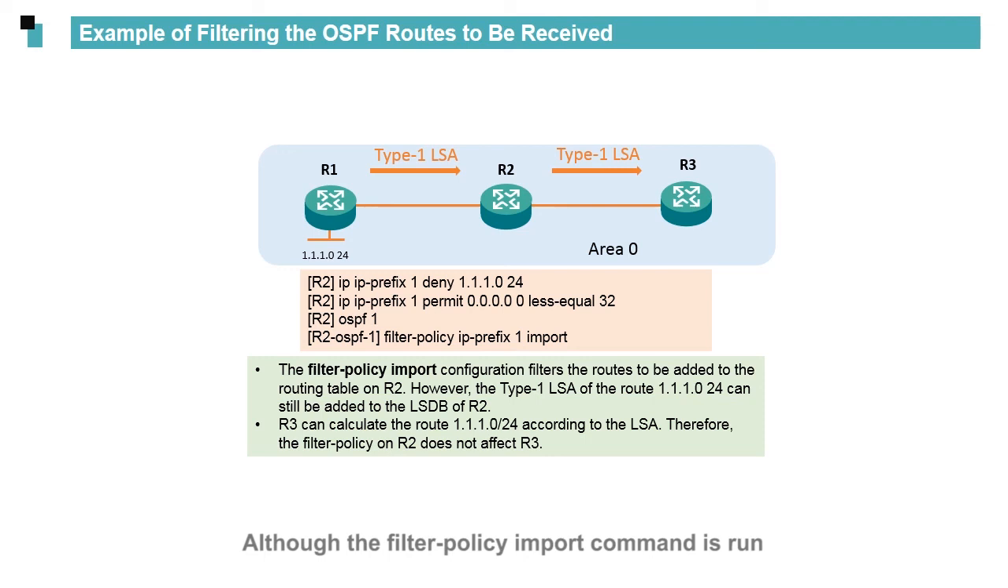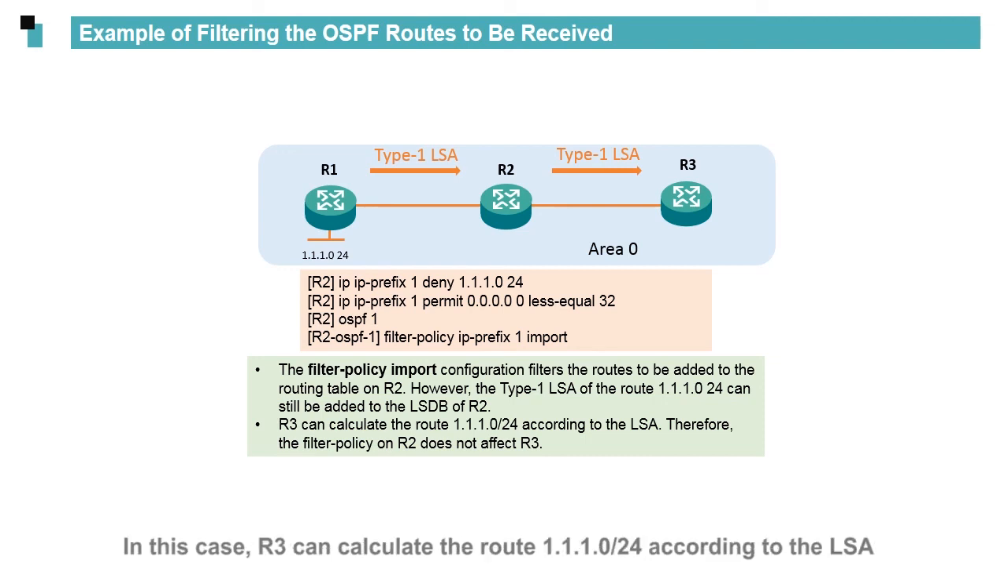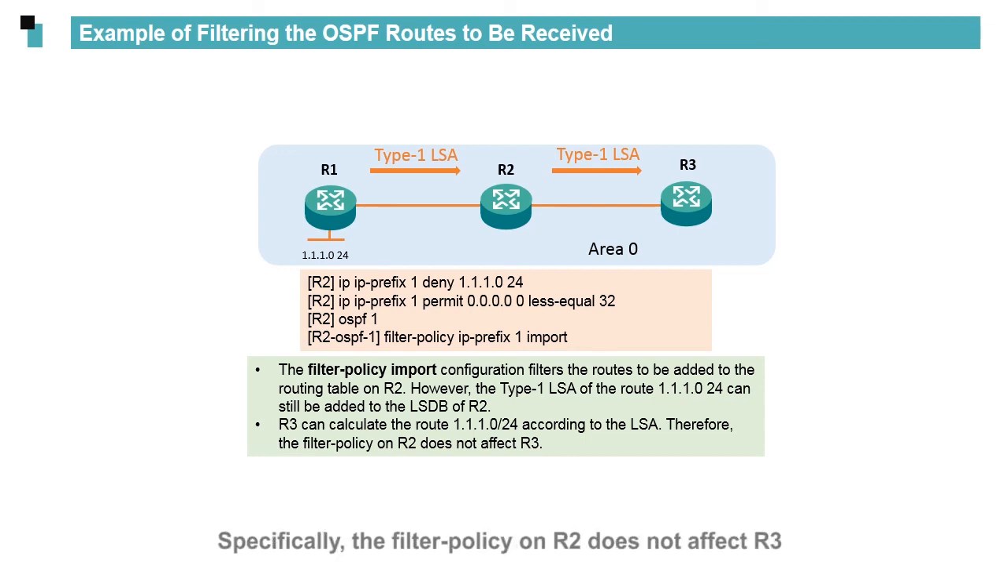Although the filter policy import command is run, the LSA of the subnet route can still be added to the link state database, LSDB, of R2. In this case, R3 can calculate the route 1.1.1.0/24 according to the LSA. Specifically, the filter policy on R2 does not affect R3.